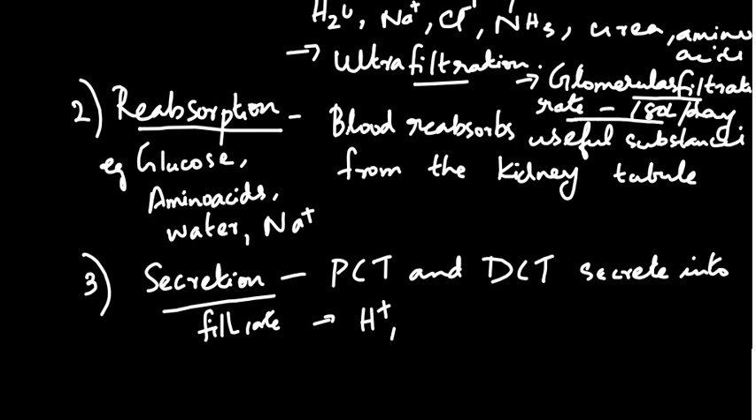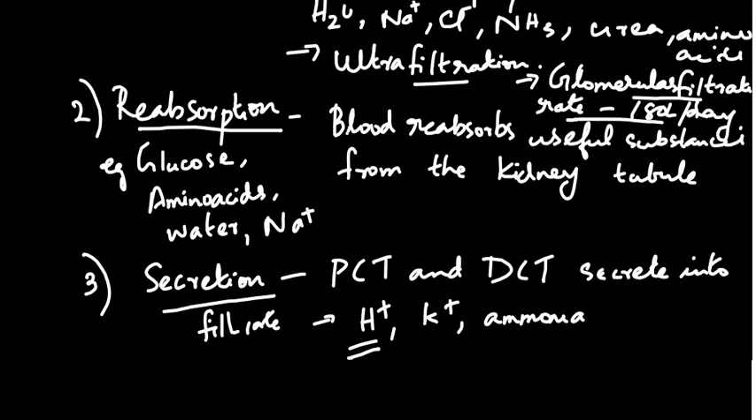H plus actually increases the acidity of the blood. So that's why it also has to be removed. That is done by the proximal convoluted tubule and distal convoluted tubule. They secrete into the final filtrate these H plus ions, potassium ions if in excess, and ammonia since it's a nitrogenous waste.